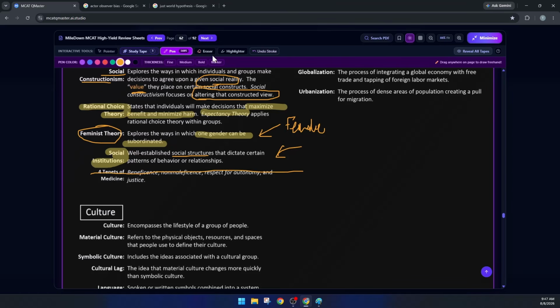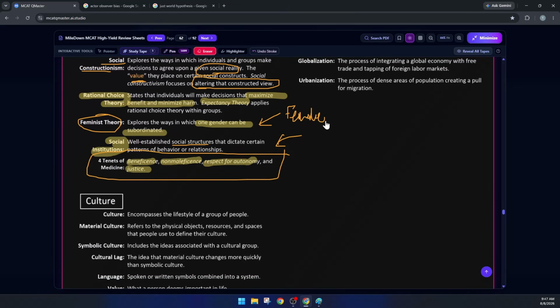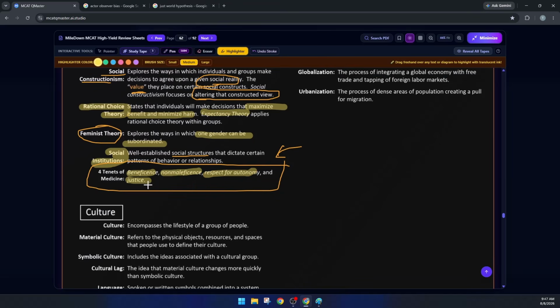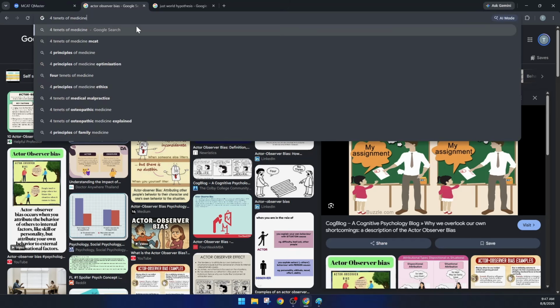The 4 tenets of medicine. This is important to know. This is not only what you should know in medicine, it's the 4 tenets of being ethical, really. So beneficence, non-maleficence, respect for autonomy, and justice. This is not only for medicine, this is for scientific research in general. I don't know why it says 4 tenets of medicine. You don't have to memorize it that way. It's basically the 4 tenets of ethics.